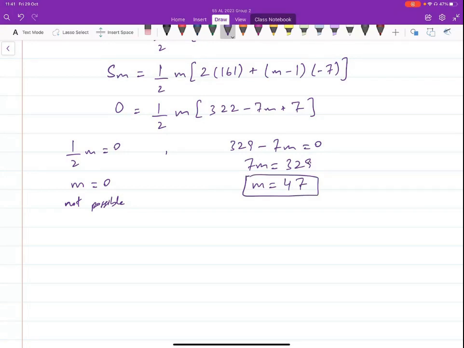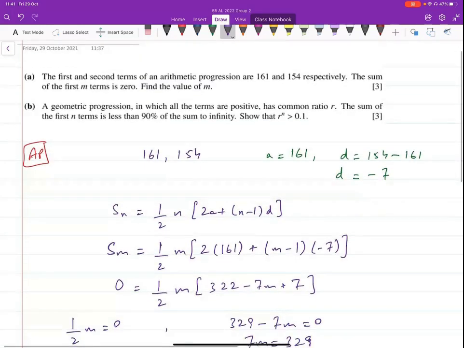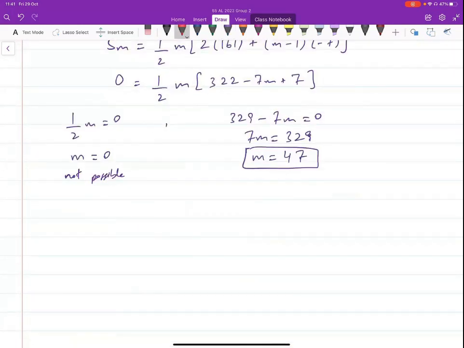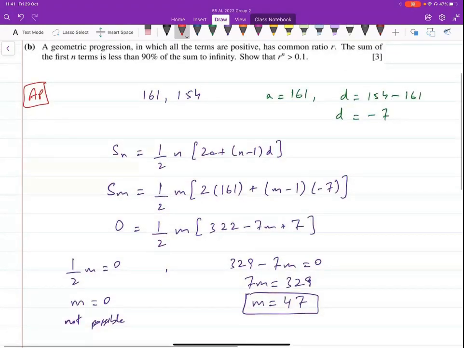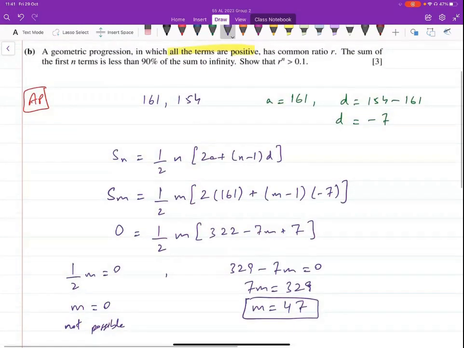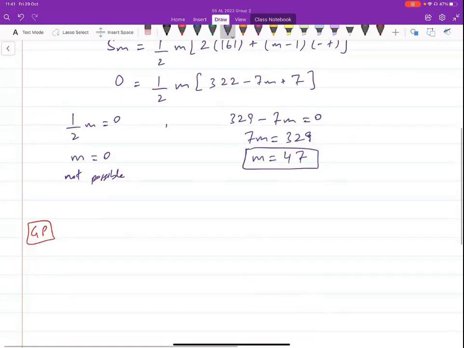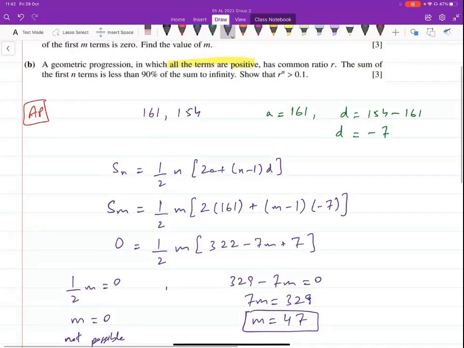Okay. Let's look at the second part. Second part में वो कहता है there's a GP, and all the terms in that GP are positive. It has a common ratio of r. The sum of the first n terms is less than 90% of the sum to infinity. Okay, let's try to understand this. Sum of the first n terms, that's Sn. It's less than 90% of the sum to infinity.